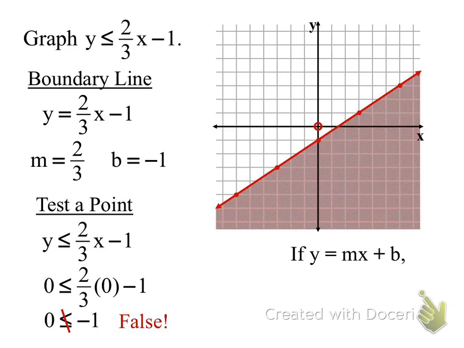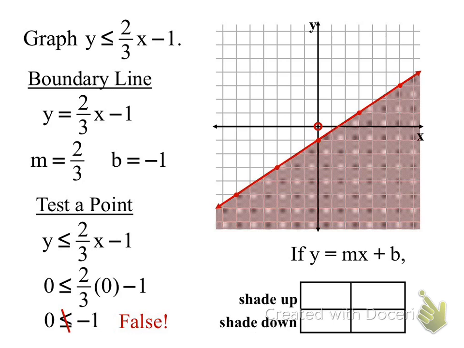So, I'm going to just put this up. If it's solid and greater than or equal to, we shade up. I don't really like this because I like to make sense of it. If it's solid and less than, we shade down. If it's greater than, it's dashed and shade up. If it's less than, it's dashed and shade down. Reading from the left. Does that make sense? Okay, can I move on?